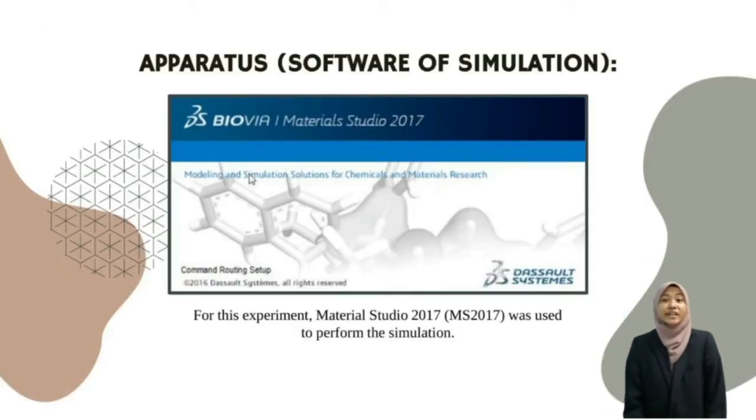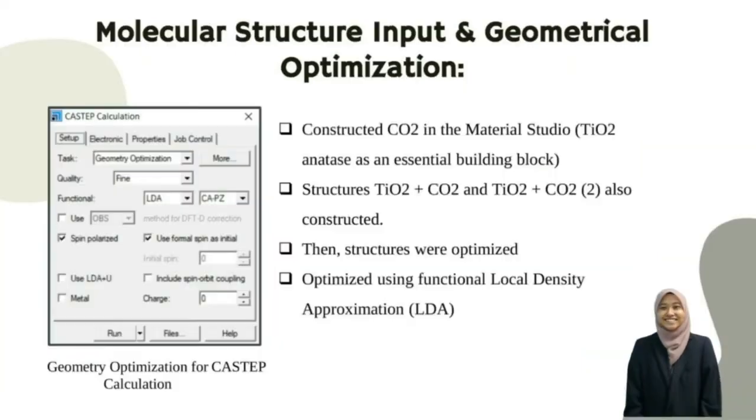This figure shows the apparatus that was used to perform the simulation, which is Material Studio 2017. Carbon dioxide, CO2, was first constructed in Material Studio, interfaced with 3D, automatically employing titanium dioxide anatase as an essential building block for the pure structure. Some of the most significant structures are constructed by combining pure anatase with various CO2 locations.